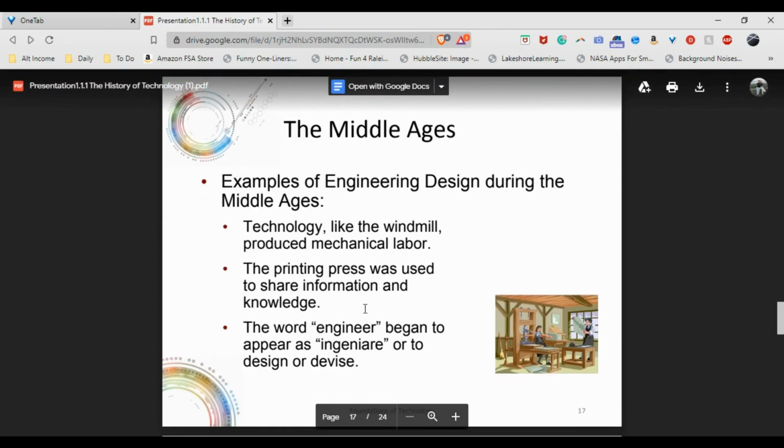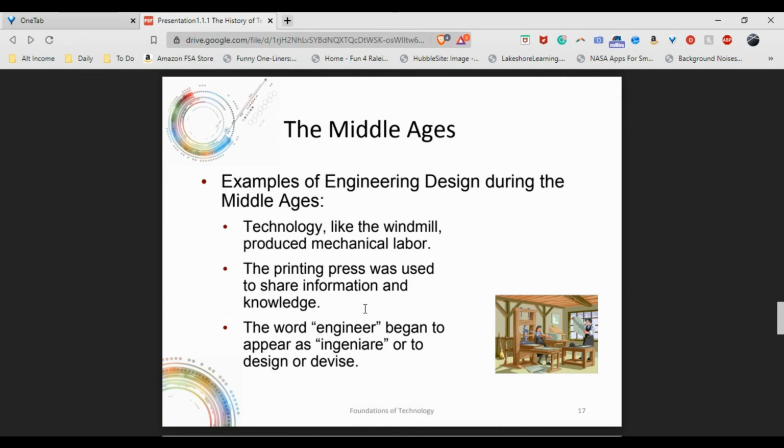Now we're talking about the Middle Ages. Technology like the windmill could help produce more efficient mechanical labor. With that, there were certain jobs that would have been lost during that time, and that is one of the downsides of technology. Any advancement in technology also replaces certain amounts of the workforce, and so the workforce always has to advance, and so skills have to advance as well to keep up with the technology.